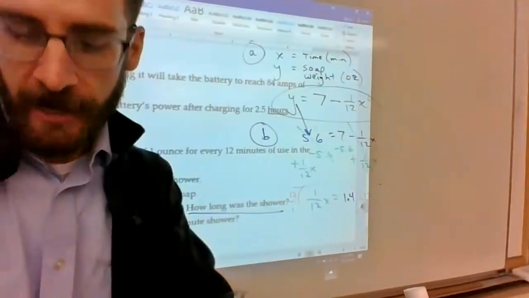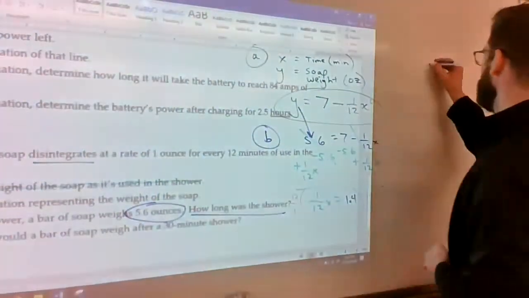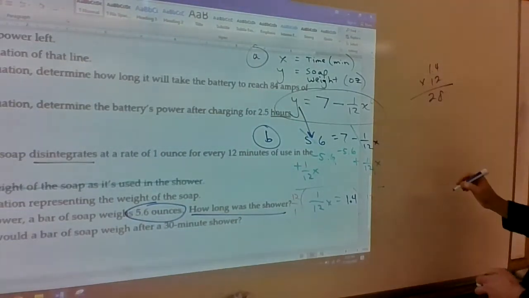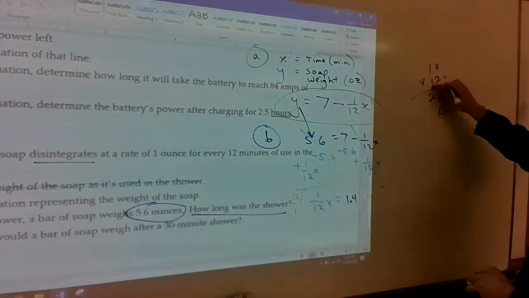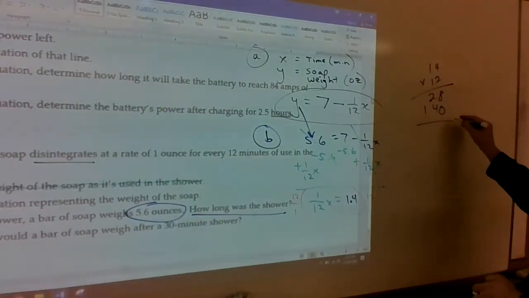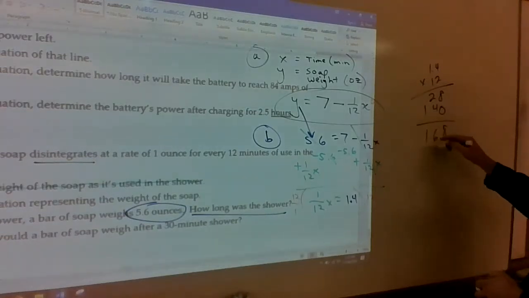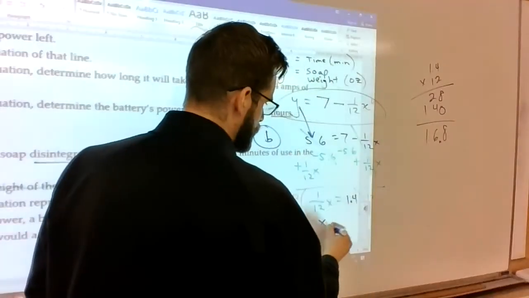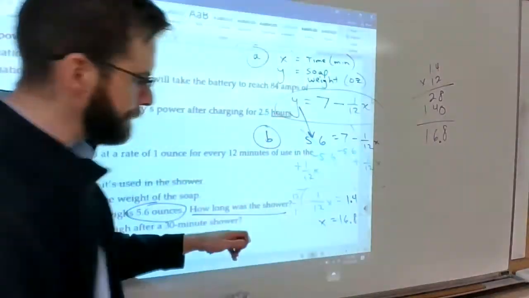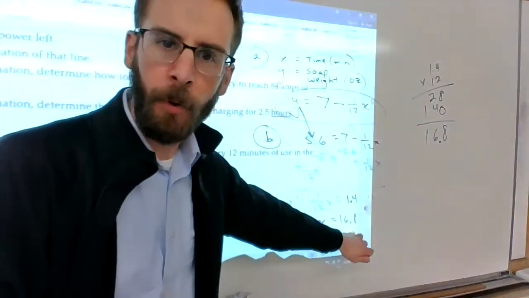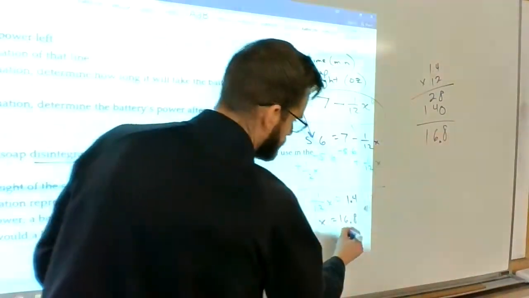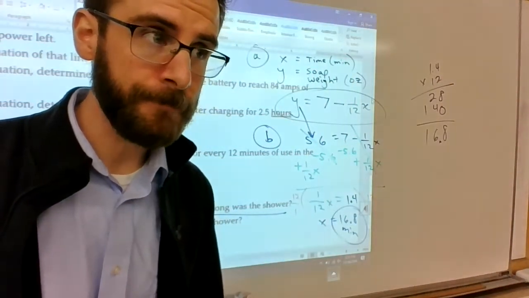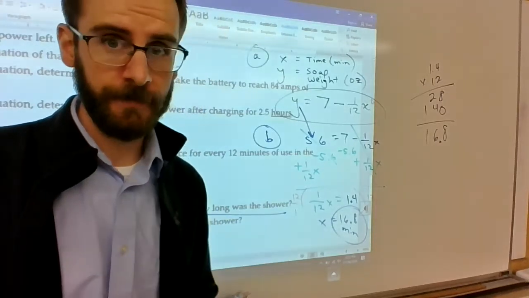So maybe I'll go off to the side here. Do some more decimal multiplication. 1.4 times 12 is going to give us 28. Drop a 0. 1 times 4. 1. Okay. 8, 6, 1. 1 digit of decimals means go in 1 digit of decimals. So x is equal to 16.8. What does that mean? It means the shower was 16.8 minutes. Or if you want to get really specific, 16 minutes and 48 seconds.